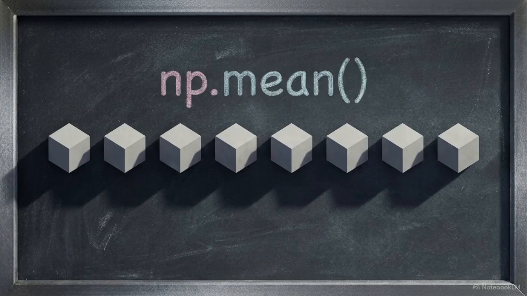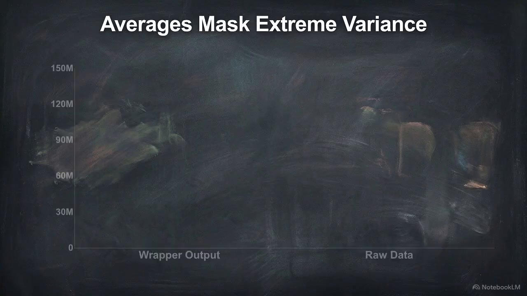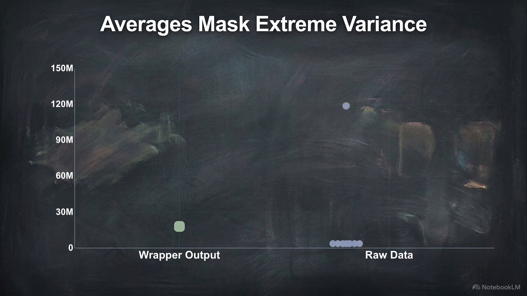It processes every data point with equal weight. If you feed it a dataset of cellular forces, it will output a single average, completely obscuring extreme variances hiding within the raw numbers. This visualization compares a standard array output to the raw data it obscures.